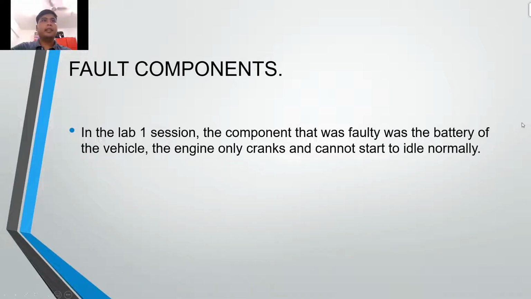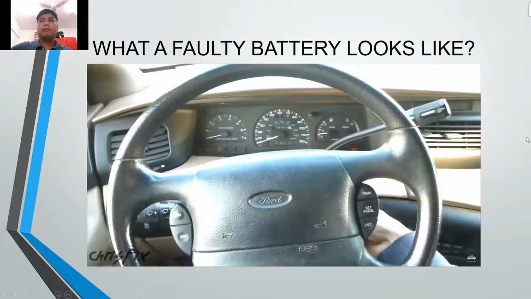Fault components. In the Lab 1 session, the component that was faulty was the battery of the vehicle. The engine only cranks, but it cannot start to idle normally. This is a video of what a faulty battery looks like and what it can do to the engine.